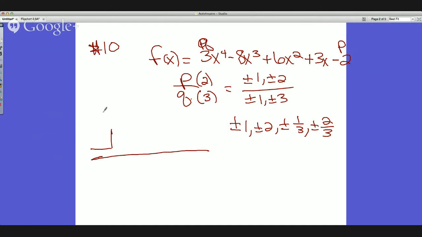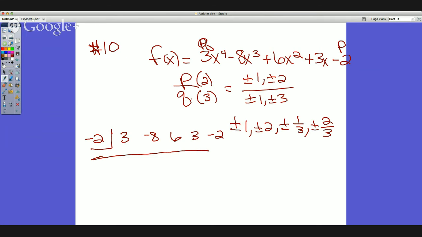Anybody do number 10? Want to give me a good lucky guess there? Oh, there you go. -2. So we'll plug -2 in. We'll have 3, -8, 6, 3, and -2. Is it 8 or negative? I think is it -8? Oh, it is +8. You know, that's why students are there to help me, help the teacher out. Give me a little assist, okay?